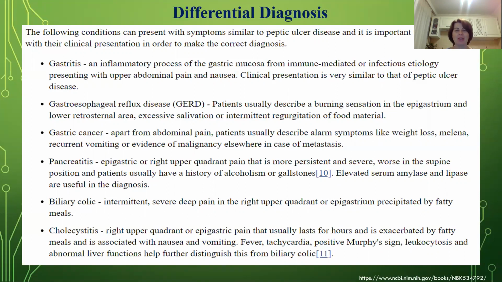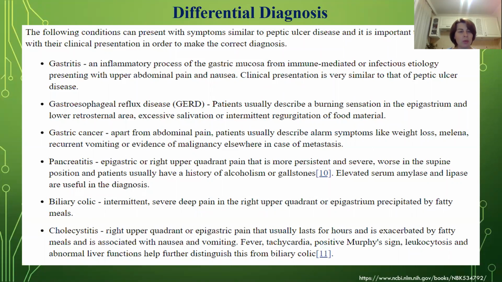GERD, or gastroesophageal reflux disease: patients usually describe their abdominal pain as a burning sensation in the epigastrium and lower duodenal area, with excess salivation or intermittent regurgitation of food material. A patient with peptic ulcer can have concomitant GERD, but it's extremely rare. To differentiate GERD from peptic ulcer, look for acid in the mouth cavity, presence of regurgitation, burning sensation in the retrosternal area, and burning after big amounts of food, physical activity, or after wearing tight clothing.